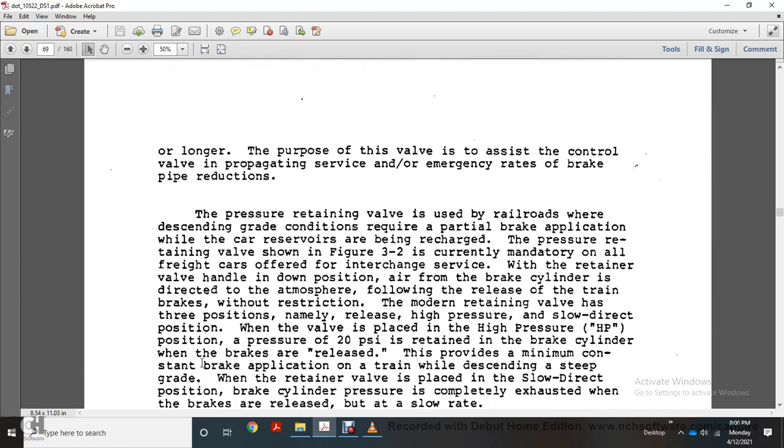The pressure retaining valve is used on railroads where descending grade conditions require a partial brake application while the car reservoir is being recharged. The pressure retaining valve is also shown in Figure 3.2. It is currently mandatory on all freight cars offered in interchange, with the retaining valve handle in the down position.